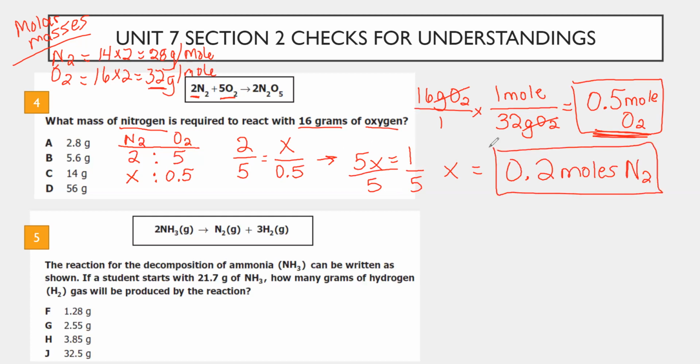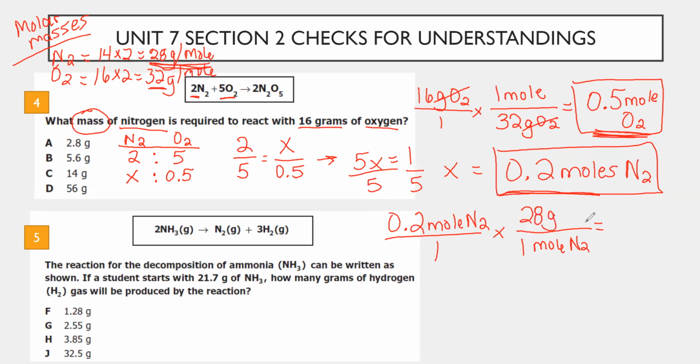All right, unfortunately, that's not good enough because they want mass. So we got to figure out the number of grams that are in 0.2 moles of N2. So we know we have 0.2 moles of N2. And 1 mole of N2 is equal to, what do we say? Go back up here to our molar masses. We said 28 grams. All right, plug this into the calculator. 0.2 times 28, you're going to end up with 5.6 grams of nitrogen. Okay, so that is your final answer, 5.6 grams of nitrogen.